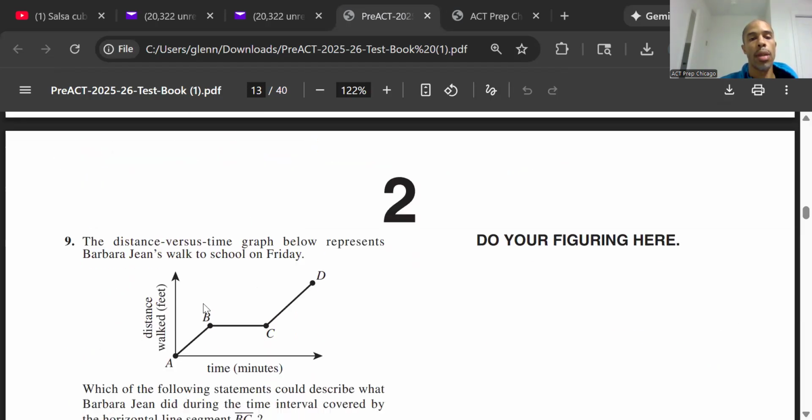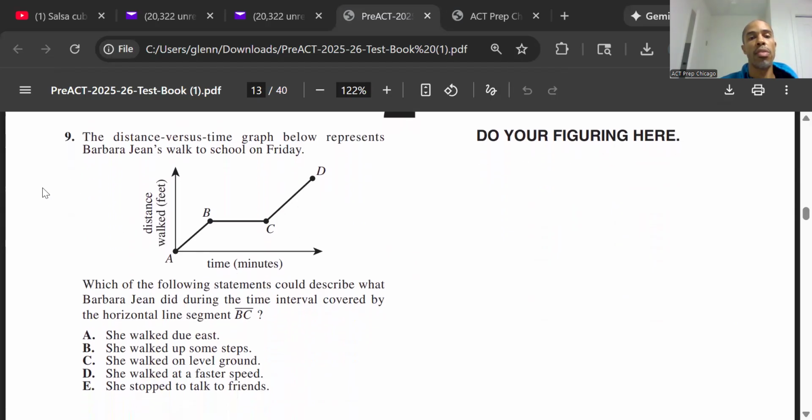Moving right along. Number 9, the distance versus time graph below represents Barbara Jean's walk to school on Friday. Her distance walked is not necessarily from the starting point, it's how far she walked. She walked this far, and then with the level line, time is still going, from left to right, but a level line means no distance is being traveled. What does that mean? That means she's not walking to a location. She could be sitting in a chair in the doctor's office, or maybe walking around the doctor's office, but the distance they usually refer to in this kind of graph is when you go from one location to another, not the distance you travel within that location.